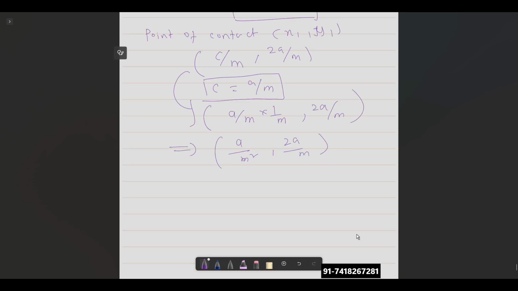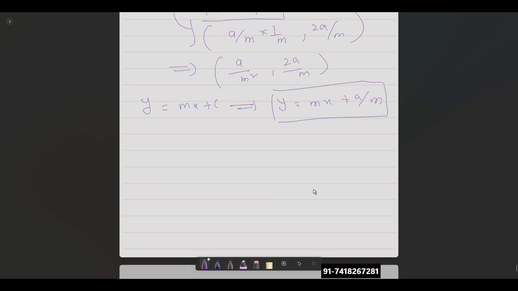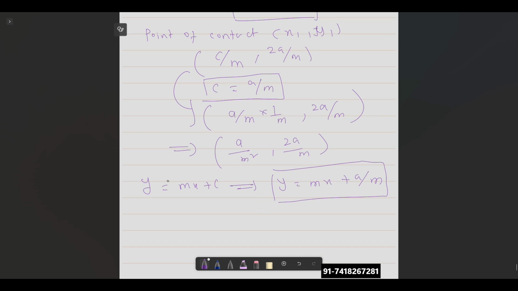So this is the equation, and your equation y = mx + c becomes y = mx + a/m. So this is your tangent equation. Your c should be a/m. The point of contact will be this one. So these are the two important results: the contact point and the condition c = a/m.